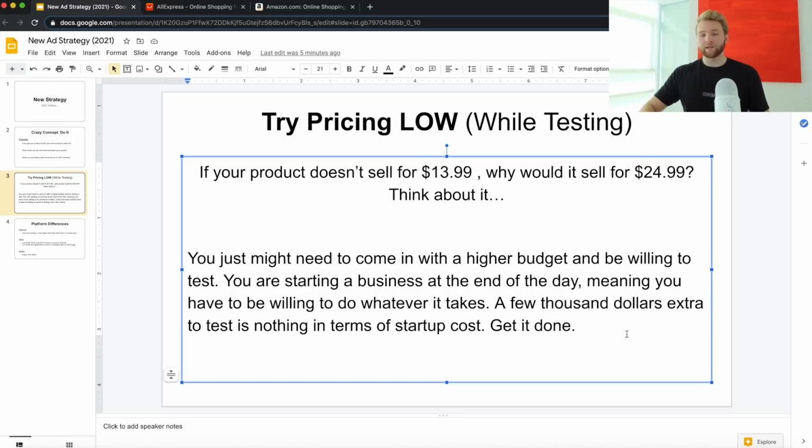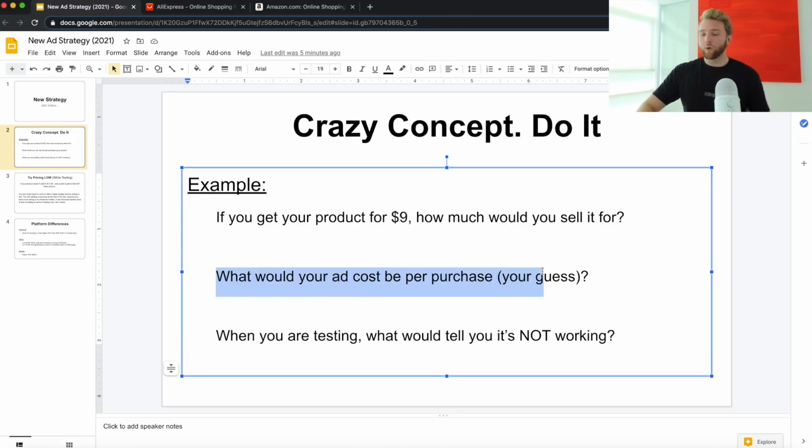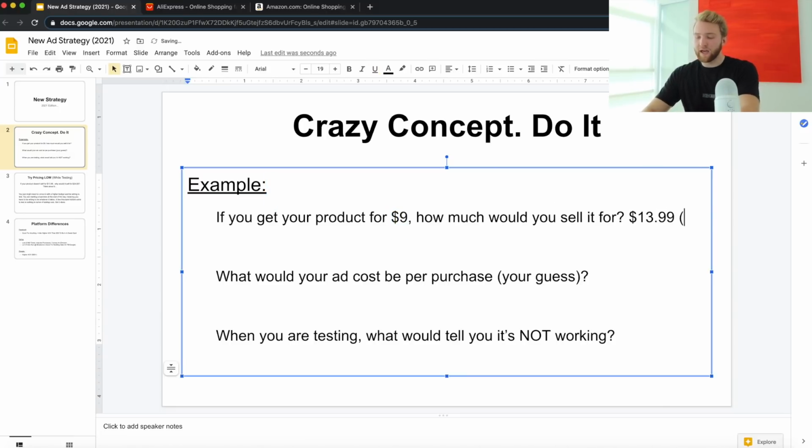So we're going to talk about some platform differences, but I want to jump up here and answer this question. What would your ad cost per purchase be? So if you're getting the product for $9 all in, and let's say you're going to sell it at first for $13.99, which gives you roughly a $5 margin, okay? You have an additional $5 to play with. Your cost per purchase, my friend, when you're first starting, let's say you're using Facebook ads, I can almost guarantee you your cost per purchase is not going to be $5.